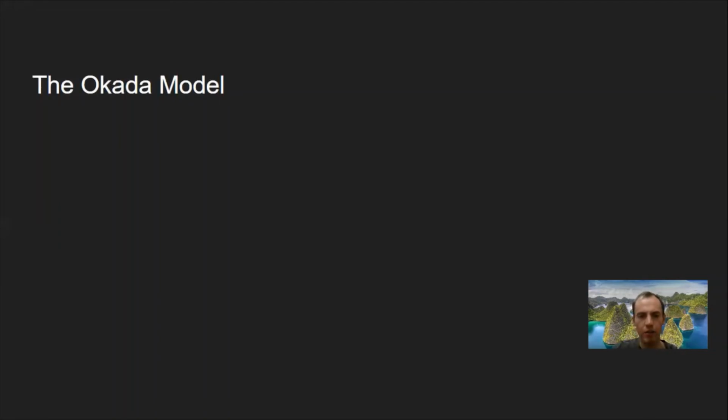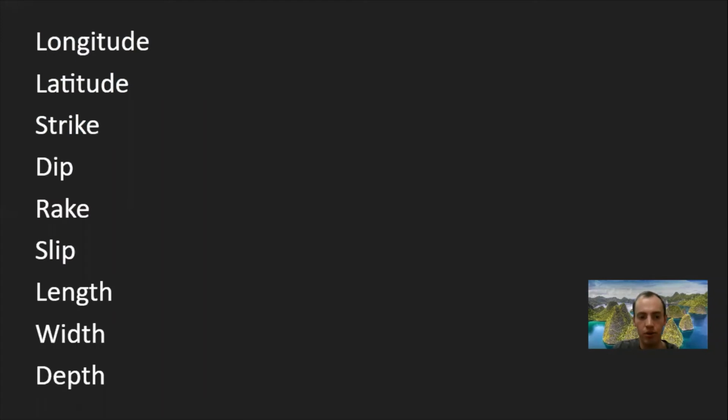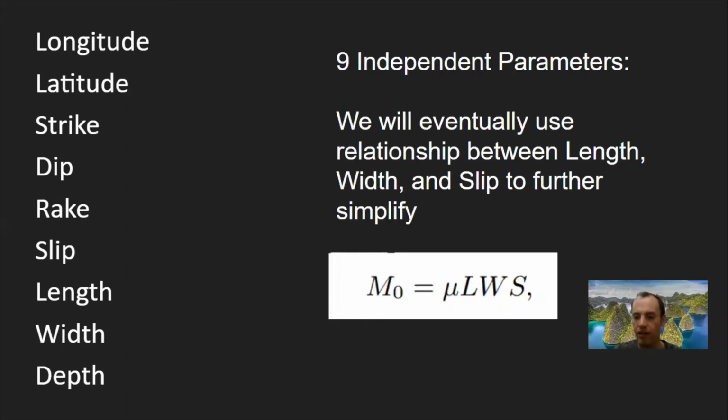And really the elements of the Okada Model state that we're going to use these 9 parameters to define our earthquake rupture. We talked about these earlier, gave definitions. If you're still not familiar with those, feel free to go back and watch those again, because these are going to come up a lot in the code. You're going to see these terms over and over again as we go throughout it. These we kind of treat as 9 independent parameters to describe these ruptures.